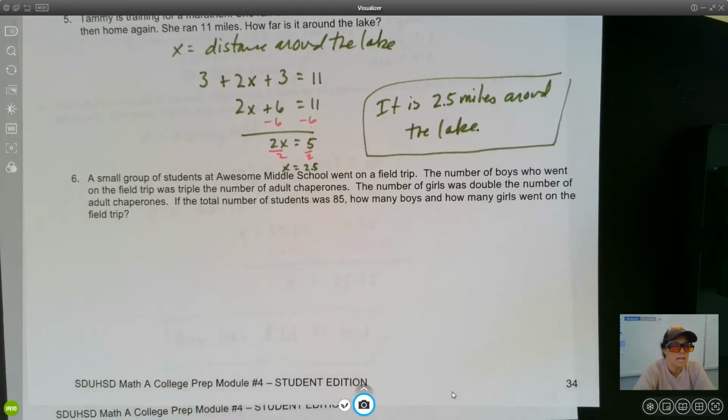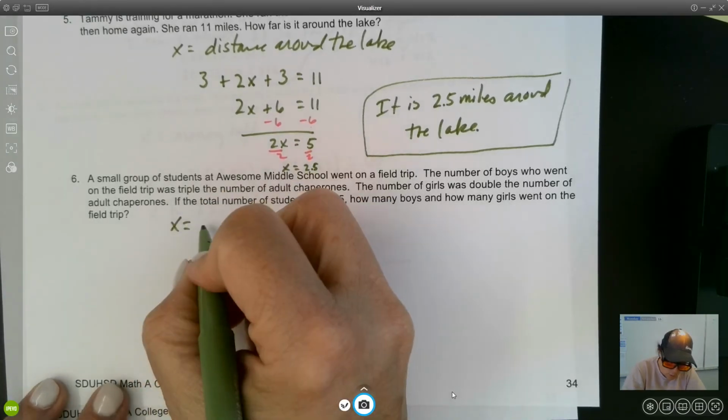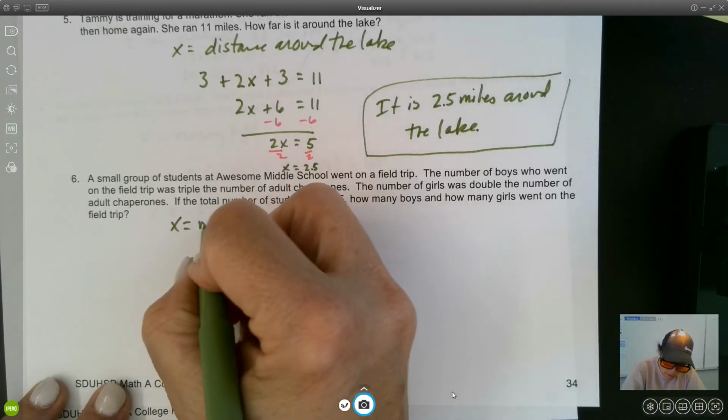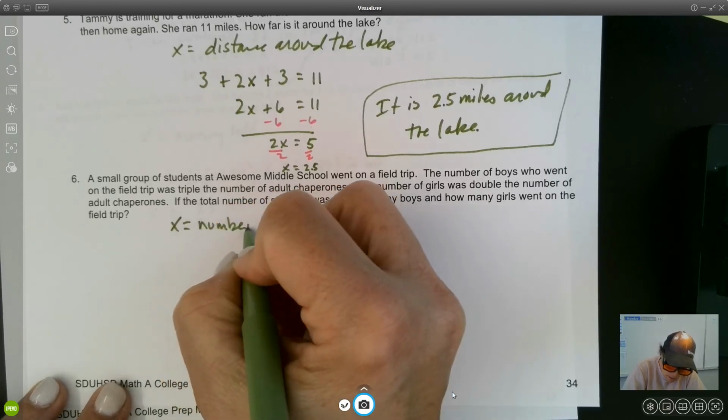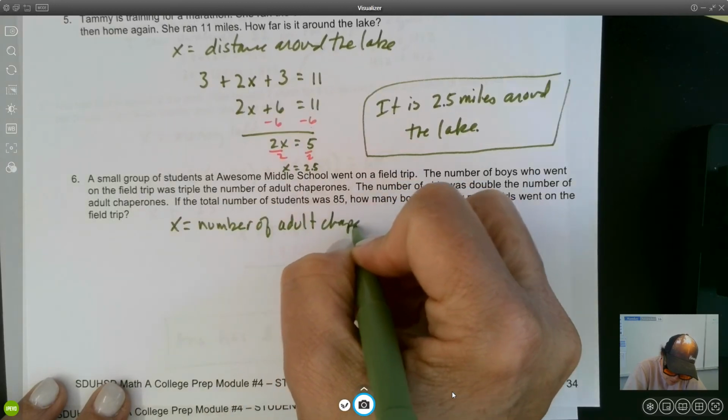All right, last one, guys. A small group of students at Awesome Middle School went on a field trip. The number of boys who went on the field trip was triple the number of adult chaperones. The number of girls was double the number of adult chaperones. If the total number of students was 85, how many boys and how many girls went on the field trip? All right, so we're going to let x equal the number of adult chaperones.